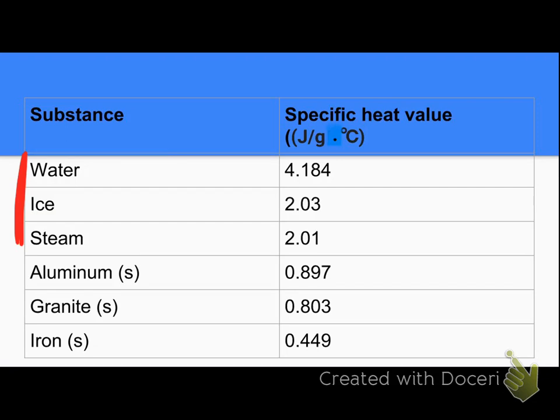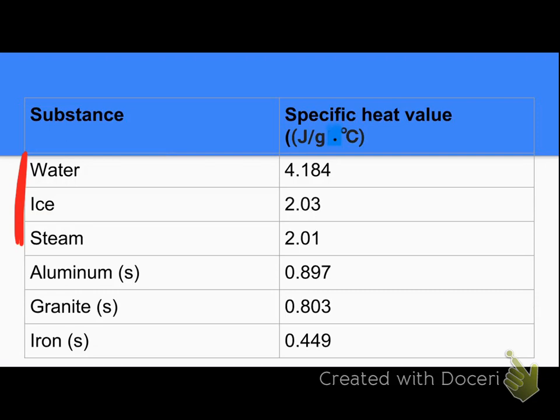You'll also notice here that I gave you some numbers for solids, just to give you a reference point in terms of water and how it's different from others. So aluminum has a specific heat of 0.897. That is actually pretty high for a metal. Metals usually melt pretty easily.